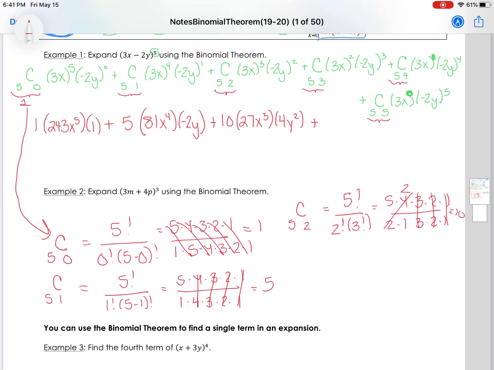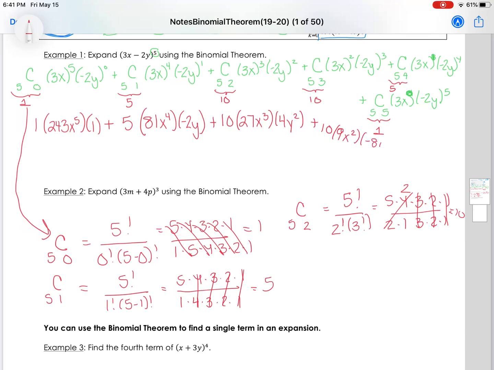again, I told you they were bookends of each other. So if this was 1, then this is 1. If the second term was 5, then the second to last term is 5. And then the middle guys, if this was 10, then this is 10. They have to be sort of a mirror image on both sides. So you don't have to keep calculating. You can certainly check, but you don't need to keep calculating. So we know we have 10.